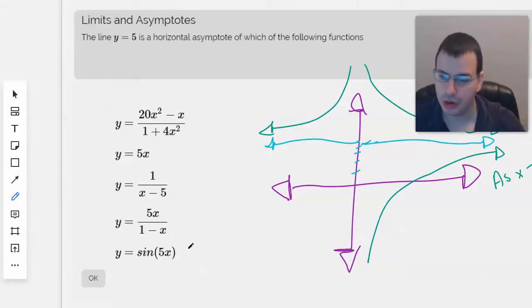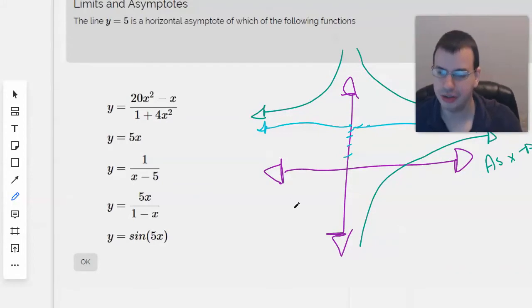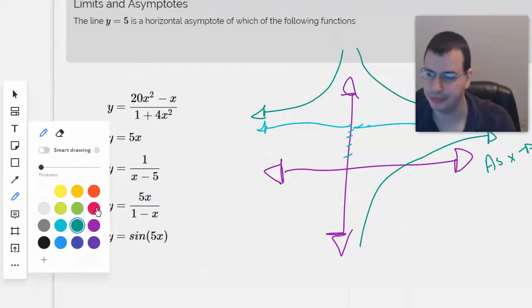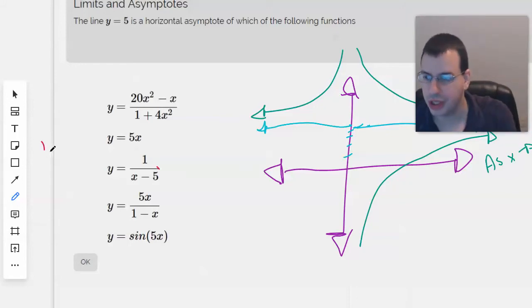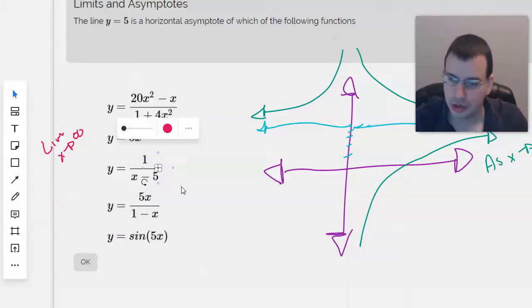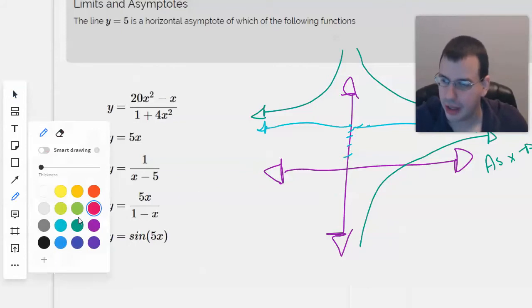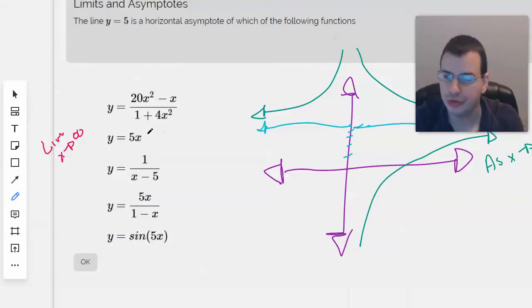So what I'm going to do is go through these and see which one of them works. You have about 2 minutes. It shouldn't really take that long to go through each of them. So for this one, we're doing limit as x approaches infinity. Get rid of that random stray red dot. Okay, so start with this one because it looks easy.